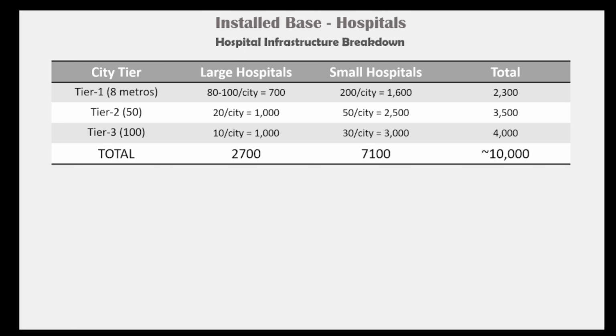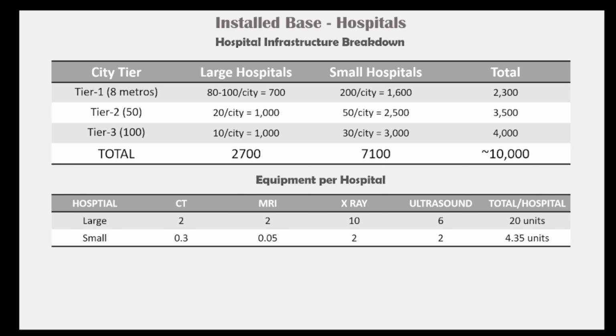But every hospital does not have the same number of equipment. Large hospitals have more, small have less. So we need to determine what that composition is. In a large hospital, I'm assuming there are 2 CT scan machines, 2 MRI machines, 10 X-ray and 6 ultrasound machines. In total, 20 units per hospital, which is exhaustive enough to meet the demand.